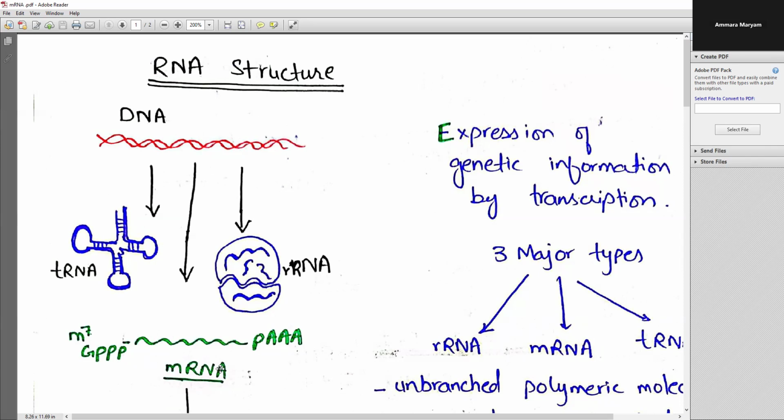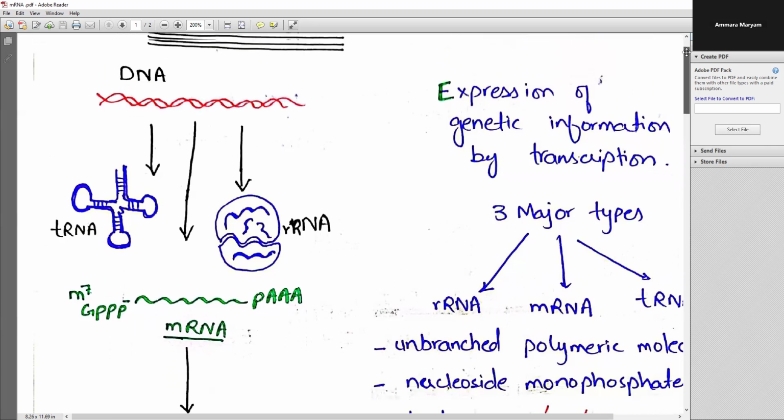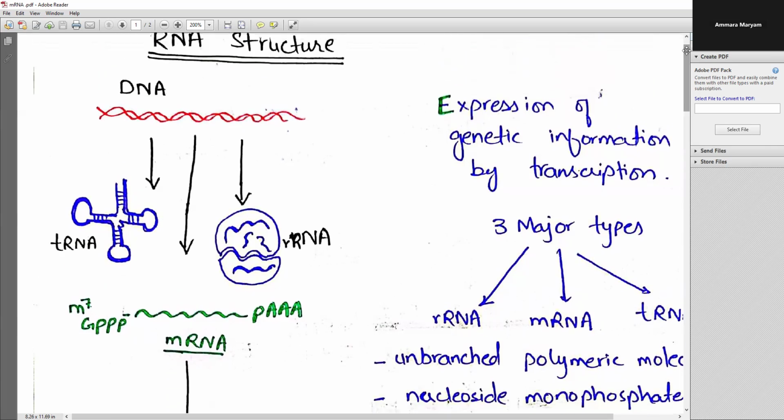Basically, messenger RNA is the connecting link between the DNA and protein synthesis. As you know, RNAs are basically non-genetic molecules. These are involved in protein synthesis. However, they can act as a genetic material for certain viruses.